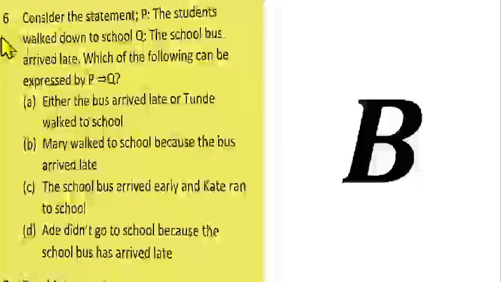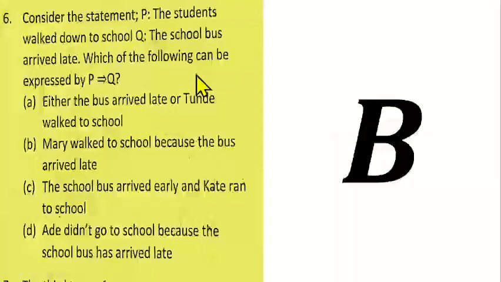Question number 6 is from propositional logic. You have considered the statement: propositional P, the student walked to school. Propositional Q, the school bus arrived late. Which of the following can be expressed by if P then Q? So this is if P then Q.